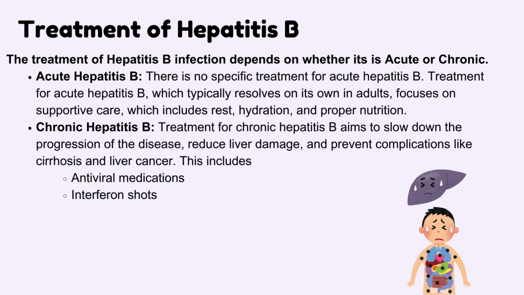Chronic hepatitis B. Treatment for chronic hepatitis B aims to slow down the progression of the disease, reduce liver damage, and prevent complications like liver cirrhosis and liver cancer. This includes antiviral medications, interferon shots.